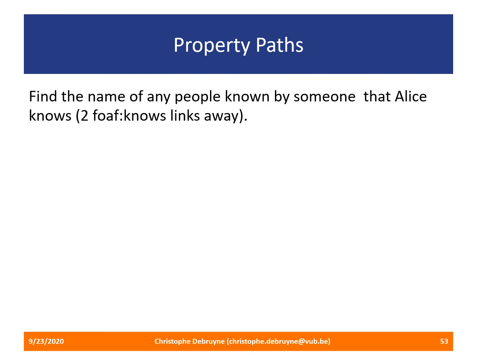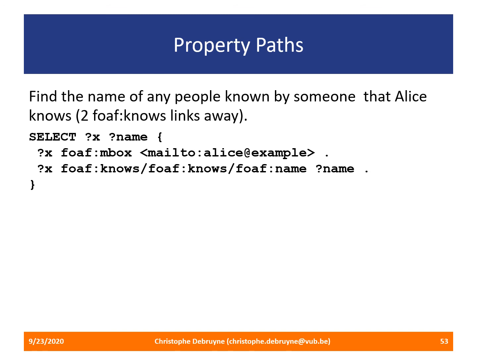Now we can extend that. They can be of arbitrary length. Find the name of any people known by someone that Alice knows. So the names of people known by people that Alice knows. This looks as follows. Similarly, we select Alice as such, and then we know that Alice needs to know people, and those people need to know people, and they have a name. And we can rewrite that query so that you can see what that corresponds with.